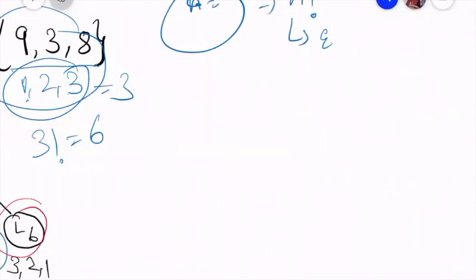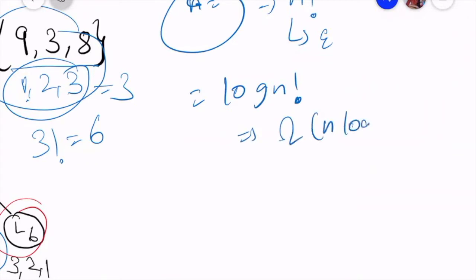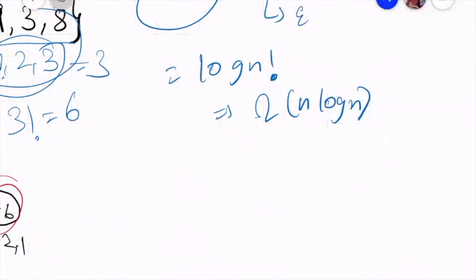So from the sorting lower bound, we know that the height of the tree will be log of n factorial, which is equal to omega of n log n. If we try to apply this method to our problem, in our problem we have only two solutions. One is yes, if all elements are different. The other is no, if elements are repeated.